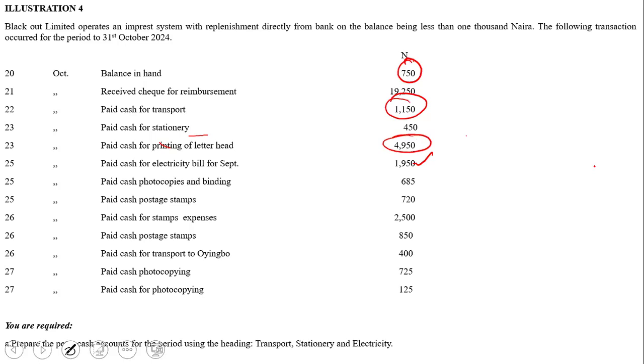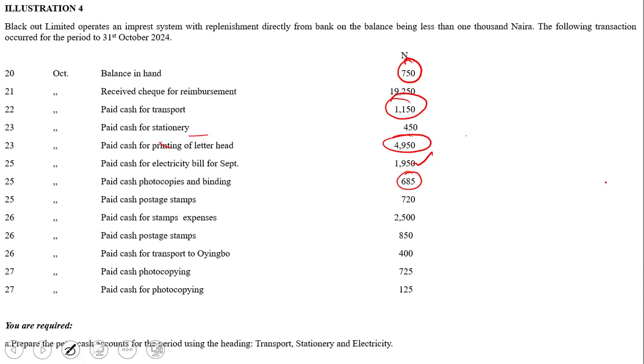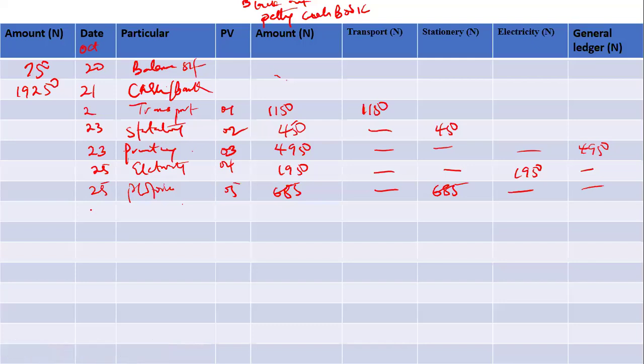On the 25th, we have photocopy, and that goes to stationery. 25th, photocopies, voucher that, and the amount is 685. So we have that under stationery, 685. Next, what do I have? Stamp. That is the 25th, stamp, 720. 25th, stamp, 15. It goes to our stationery, 750.